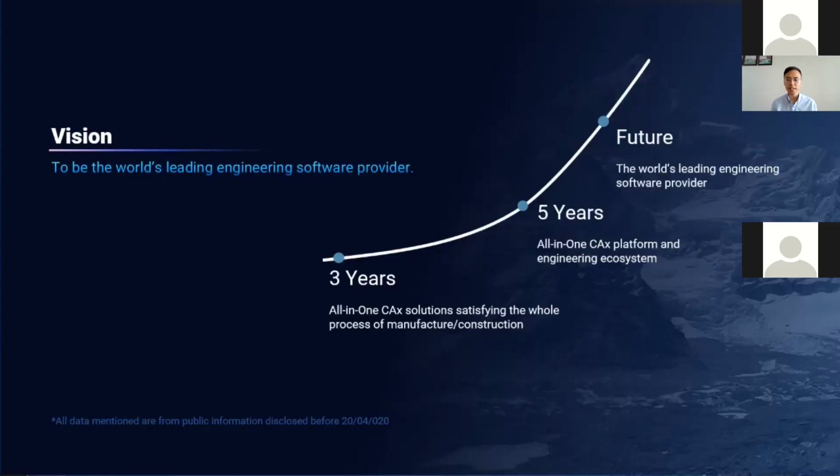So you can see here, after 3 years, we aim for an all-in-one CAX solution that satisfies the whole process of manufacturing and construction. After 5 years, we will build an all-in-one CAX platform and engineering ecosystem. We will aim to be the world-leading engineering software provider. Also, this is our vision. So we hope this day will come soon, then we can provide more options and better solutions to all of you today.